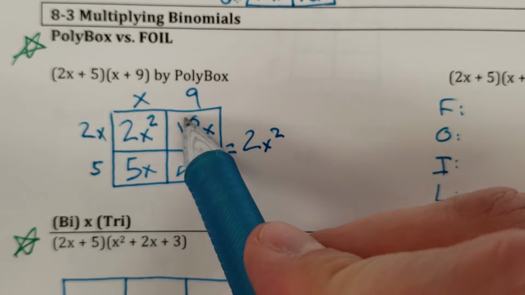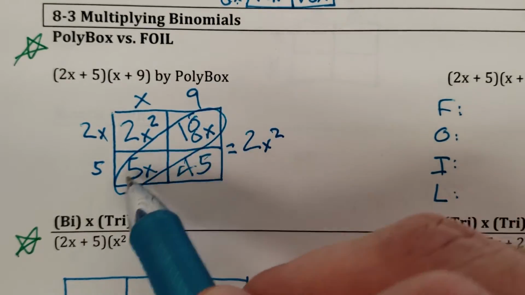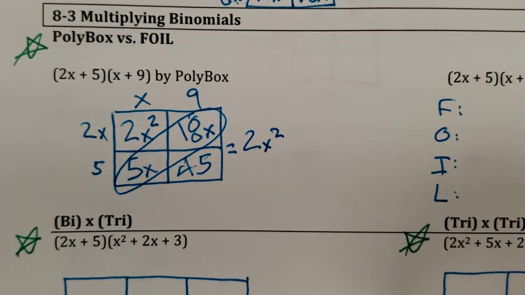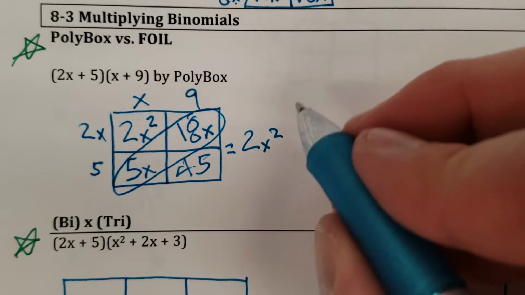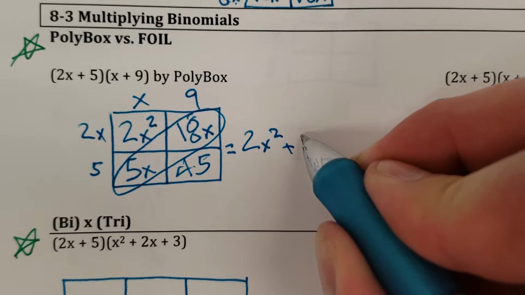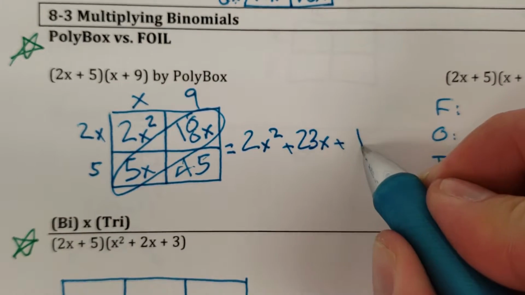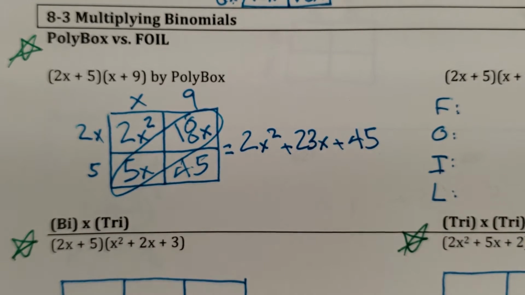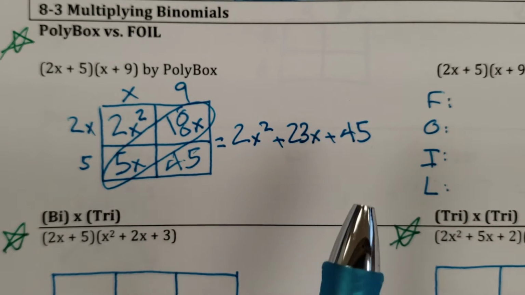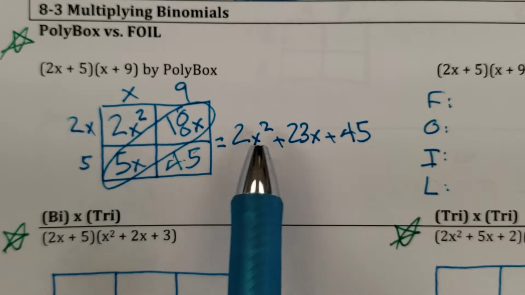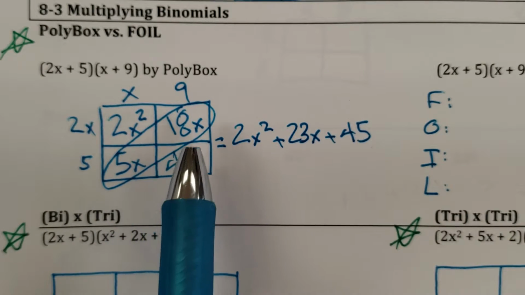And then the other fun thing, most of the time, not all of the time, but most of the time, the items diagonally this way will be the exact same type of variable, like terms. So if I have 5x and 18x, that's going to add to 23x. Yep. And then the 45 is just 45. Boom, I'm done. Most times when you take a binomial times a binomial, you're going to end up with a trinomial. Like, I did 4 multiplications. Why do I end up with 3 things? Because these two simplify. Okay, so that's the polybox method.